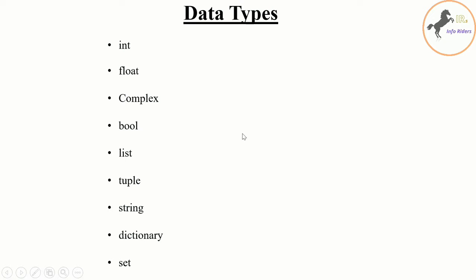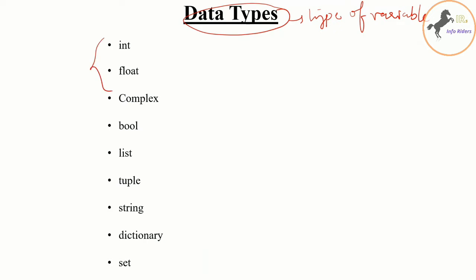Coming to the data types. Data types tell the type of the data present in the variable. This data type tells us the type of the variable. These are the list of data types present here: int, float, complex, bool, list, tuple, string, dictionary and set.